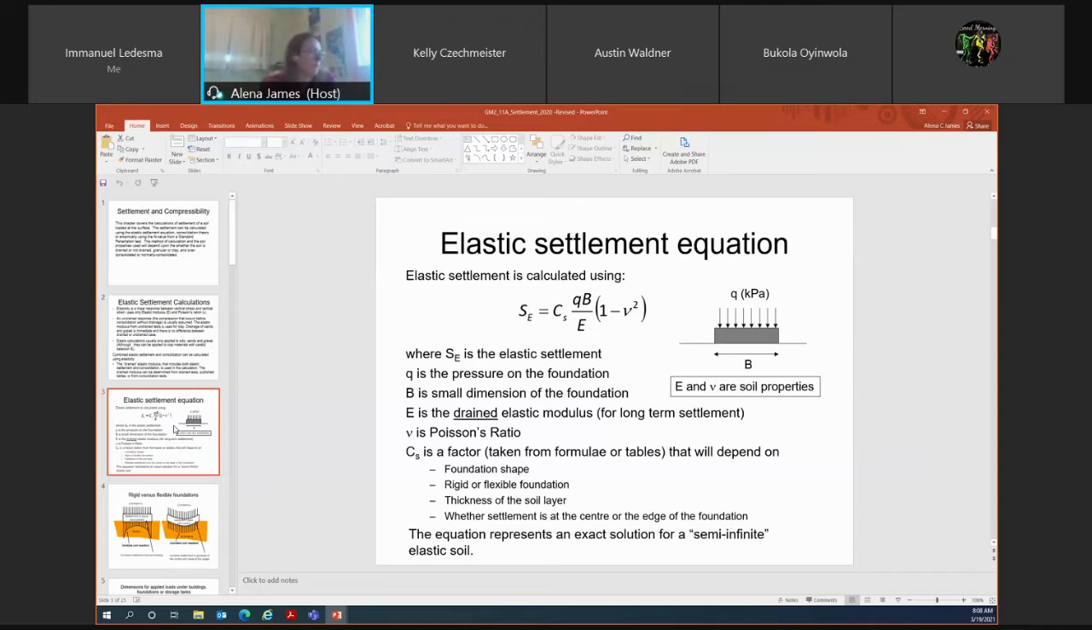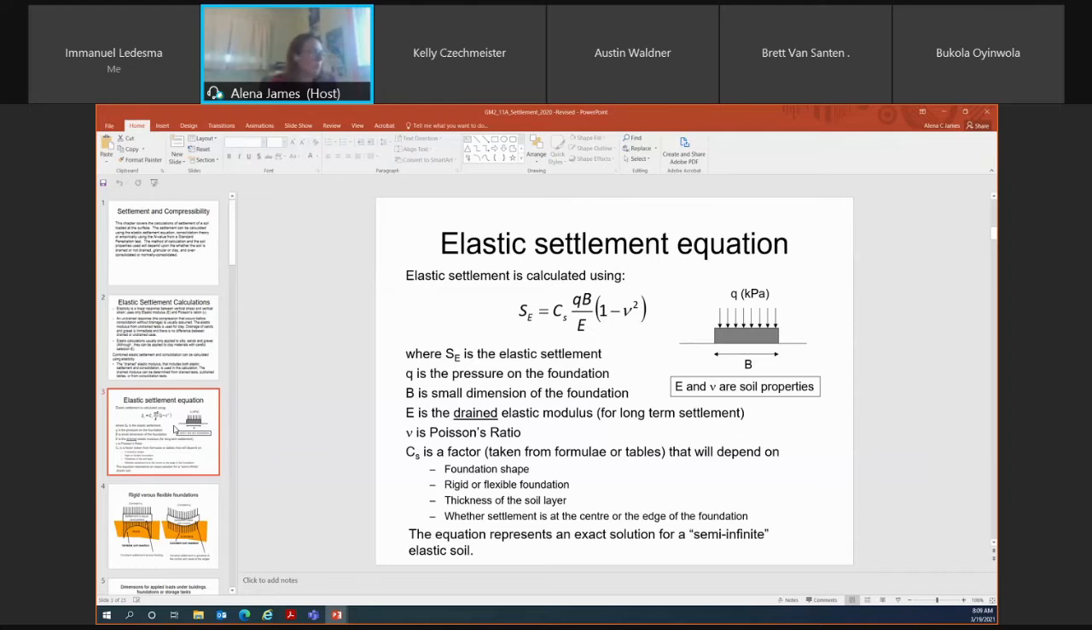E is your drained elastic modulus. In a cohesionless material, your drained and undrained modulus are basically identical, and that's because you don't generate any excess pore water pressure when you add a load or you apply additional pressure to a foundation material that doesn't have cohesion, and that's because you have almost instantaneous drainage or dissipation of that excess pore water pressure.